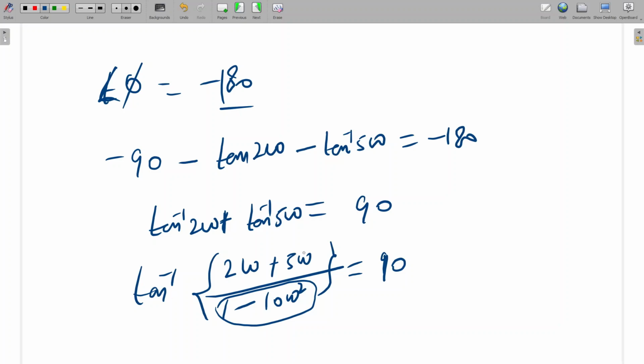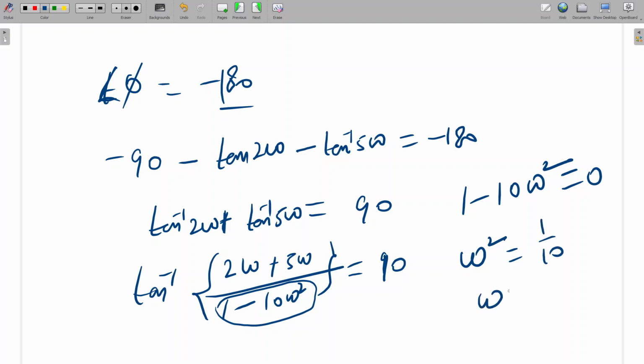Okay, tan 90 is equal to how much? Infinity. Is it correct? Tan 90, it is infinity. So the denominator should be equal to 0. 1 minus 10 omega square should be equal to 0, and omega square will be equal to how much? 1 by 10. Omega is equal to under root 1 by 10.